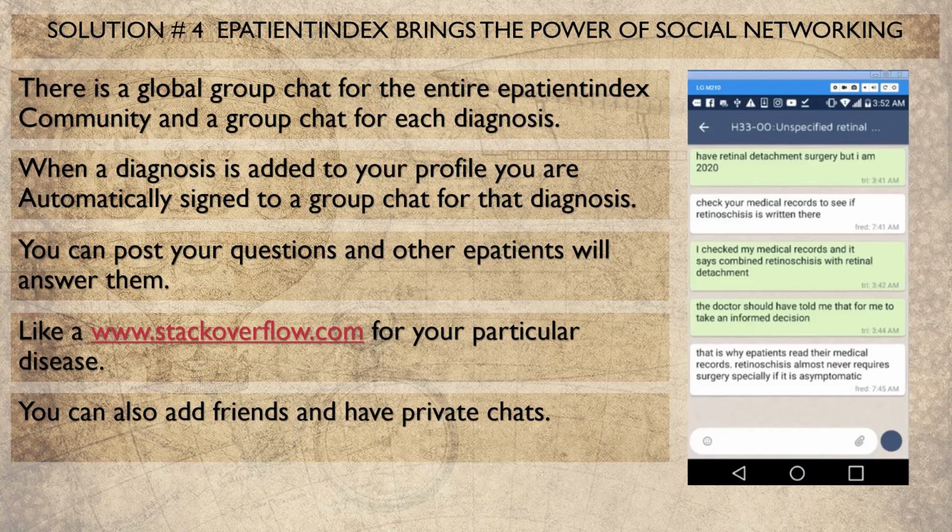Solution number 4 to the health problem. EpatientIndex brings the power of social networking to the solution. There's a global group chat for the entire e-patient community and a group chat for each diagnosis. When a diagnosis is added to your profile, you're automatically assigned to a group chat for that diagnosis. You can post your questions and other patients will answer them.